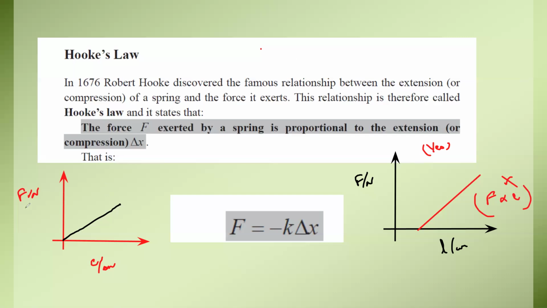So if you have a force and extension graph, it should start from the origin and it must be a straight line. If you have a force and length graph, it must be a straight line. It will not start from the origin because there will be some length of the spring when you add a load. I can also say it obeys Hooke's law because the extension increases by the same factor as the change in the force. So we'll say, yes, it obeys Hooke's law.